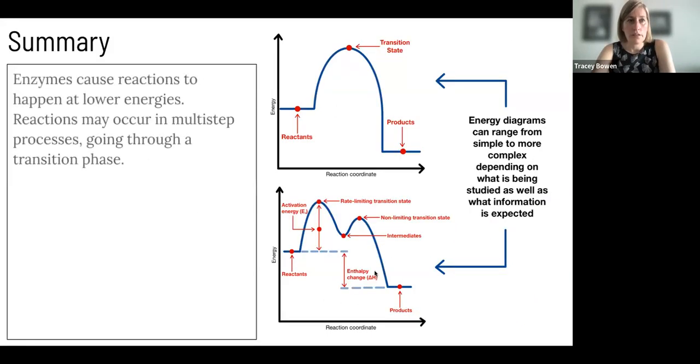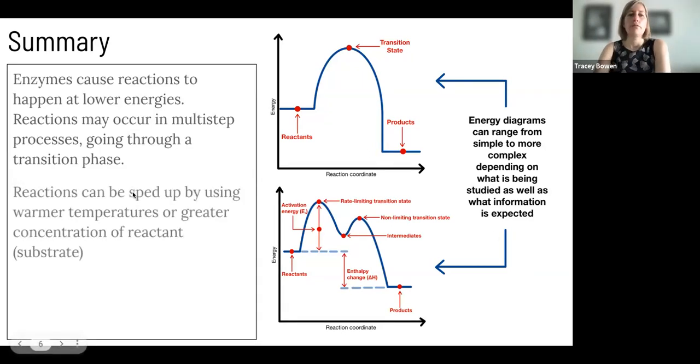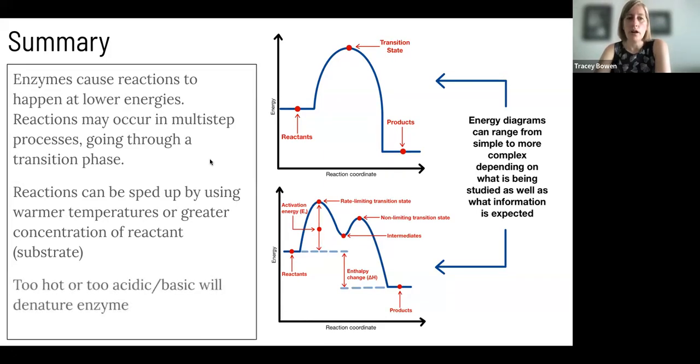So to summarize, enzymes cause reactions to happen at lower energies, and these reactions may occur in multi-step processes going through a transition phase. Reactions can be sped up by using warmer temperatures or greater concentration of the reactant, and too hot or too acidic or basic will denature an enzyme, preventing it from continuing to work.